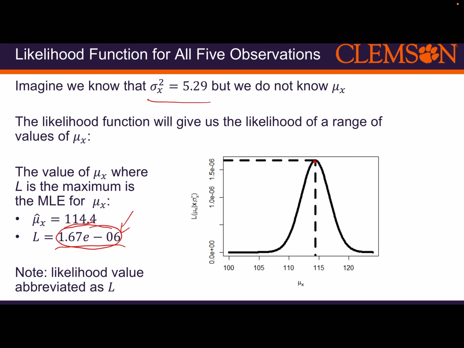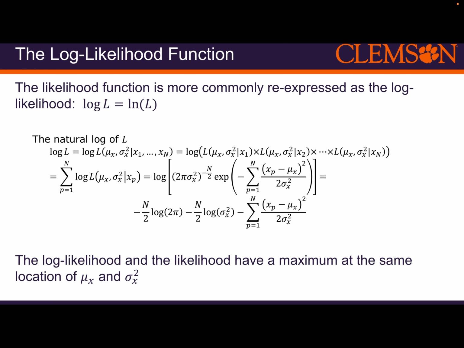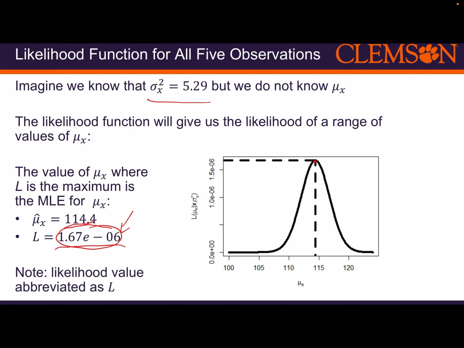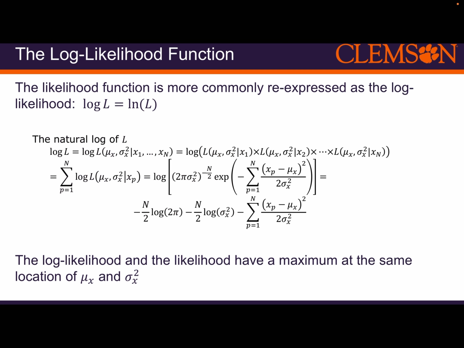So a way to change that is to take the log of the likelihood. So more often than not, we actually try to maximize the log likelihood function. Now you may be thinking to yourself, wait, that changes things. Well, yes, it does. It actually changes the scale of the y-axis by taking the log. It doesn't change the location where the maximum is, though. So even though we take the log, we'll still find the maximum at 114.4, but now our likelihood function will just be a little bit different in terms of the value.